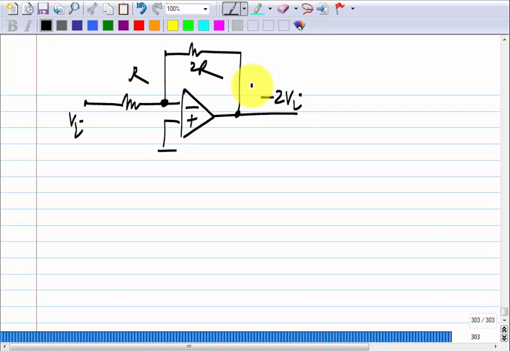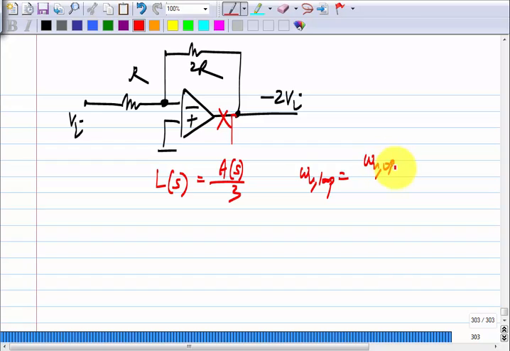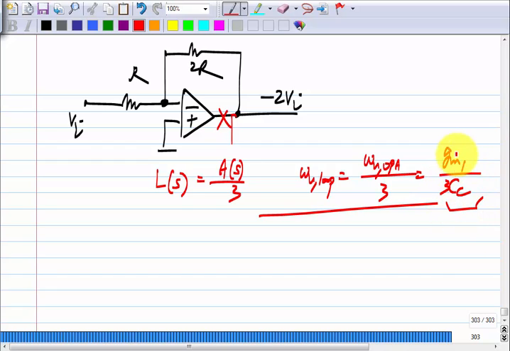What's the unity loop gain frequency in this case? Calculate it and see. You break the loop and go around, there is a voltage divider of fraction 1 by 3 and then A of S. So the loop gain is A of S by 3 and the unity loop gain frequency is the unity gain frequency of the op amp divided by 3, which is GM1 by 3CC. So you have to make sure that the second pole is placed sufficiently higher than this frequency for this particular circuit.